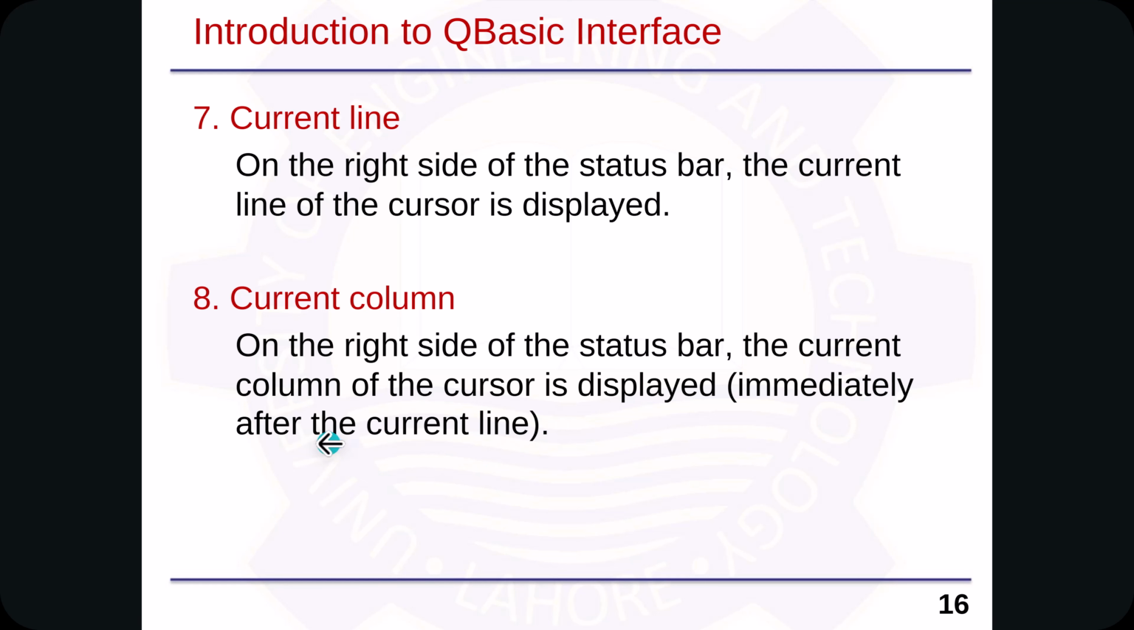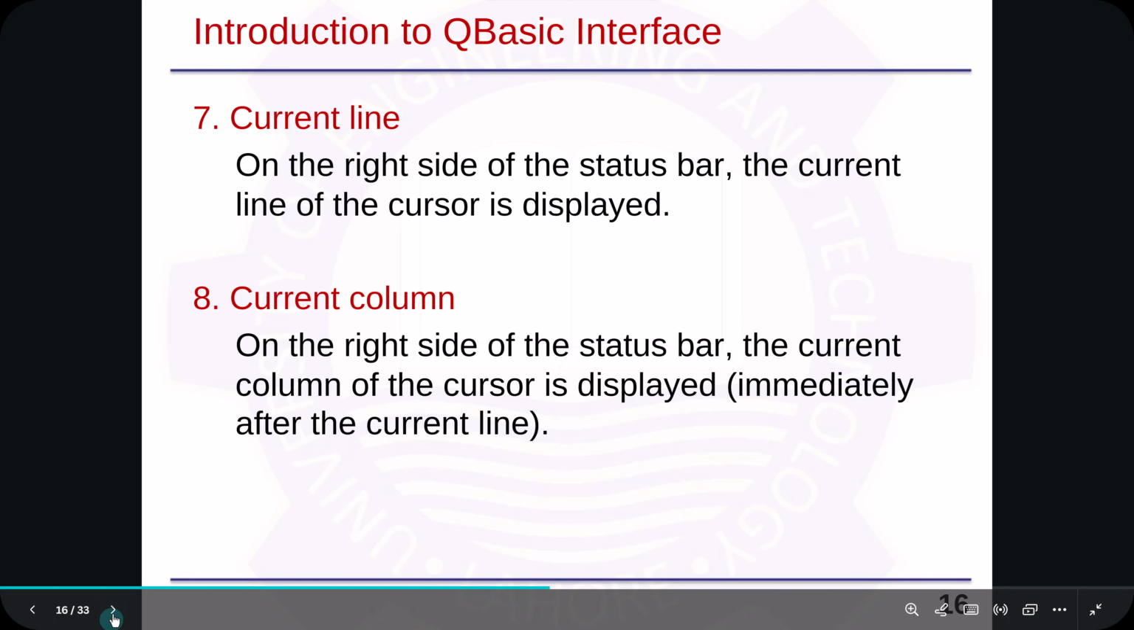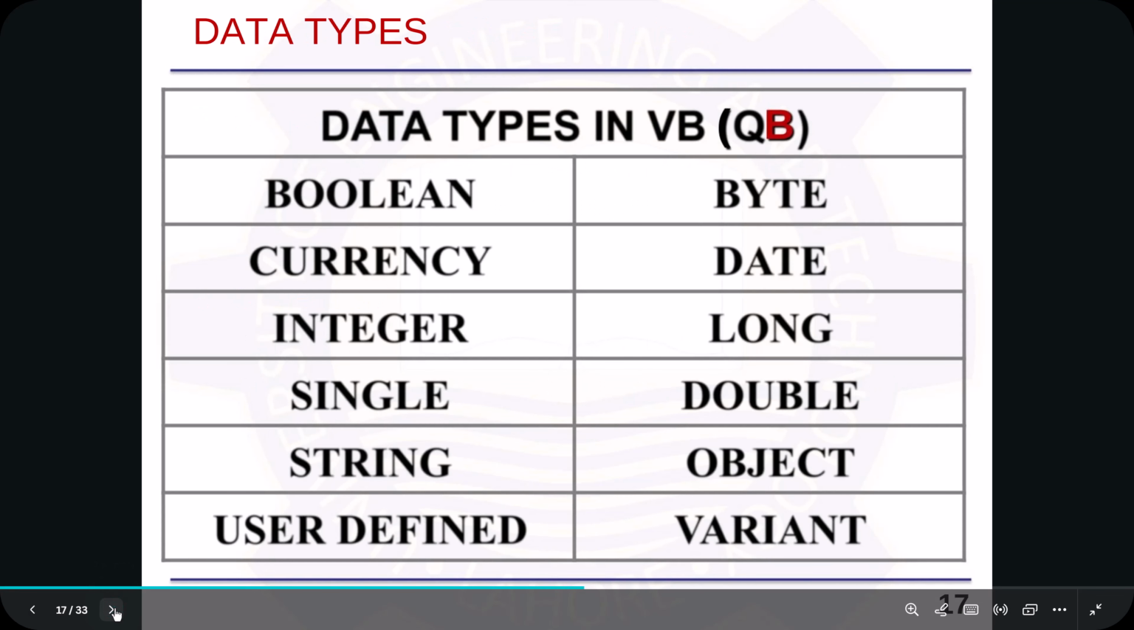These are the two things. So we also have the data types. Visual Basic and QBasic are all types of BASIC programming language. But for the purposes of today's lesson, we are talking about QBasic. So this is a combination of Visual Basic and QBasic data types. All these are essential data types.